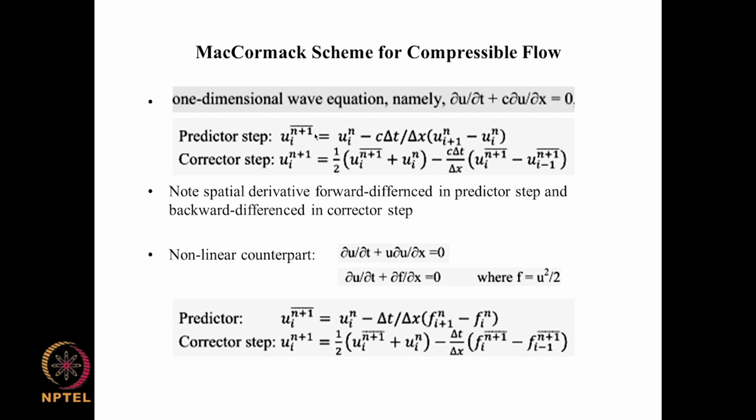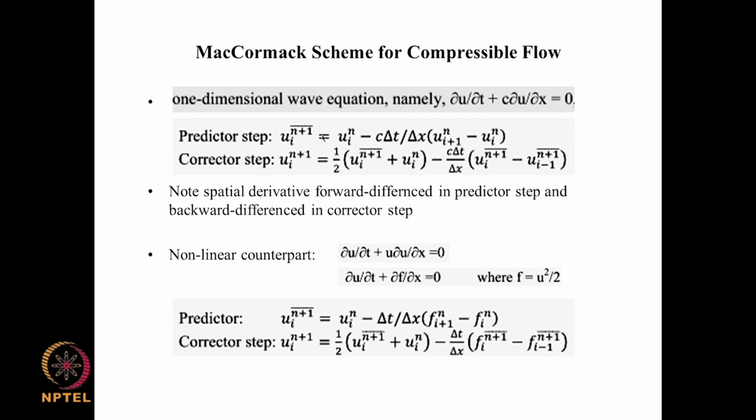So, in the simplest form, you have a provisional value of u_i^(n+1) bar, and this is evaluated as the old value minus c Δt by Δx times (u_(i+1) minus u_i) at n. If you look at this step carefully, this is nothing but FTFS, because if you bring this here and then divide by Δt, so ∂u/∂t is being evaluated as (u_i^(n+1) minus u_i^n) divided by Δt, and then ∂u/∂x here is being evaluated as (u_(i+1) minus u_i) by Δx. So, this is the FTFS explicit form, which we know is unstable.